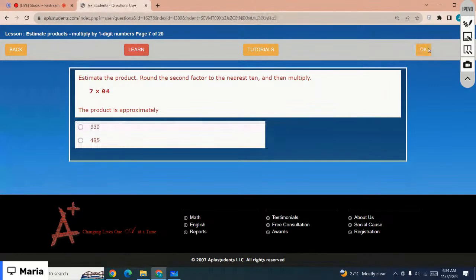Okay, the next one is 7 times 94. So 94 is rounded to 90, and 90 times 7 is, yes, it is 630. So the correct option is option number 1. Why 465? You have to round off the number.